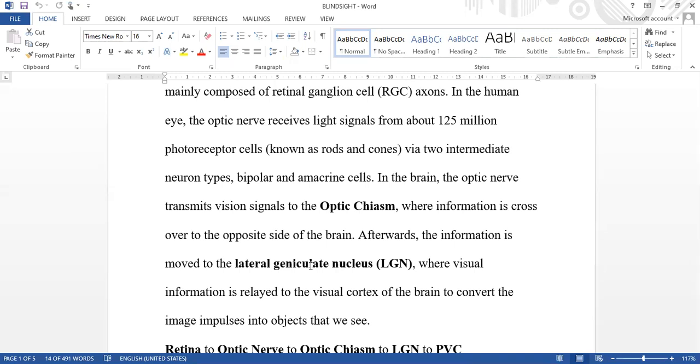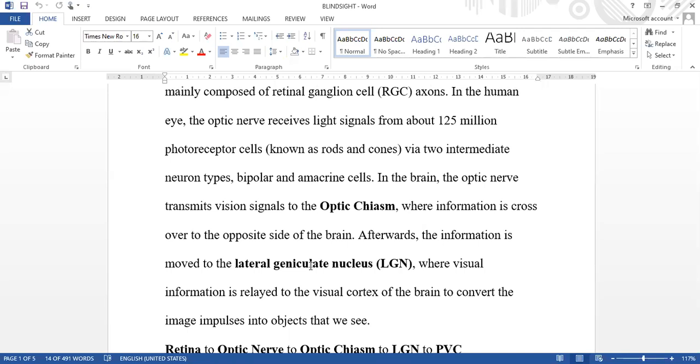But it is responsible for conscious vision. Yeah, responsible for conscious vision. So it means for you to perceive, maybe I don't know the gadget that you are using. So let's say you are using a laptop at the moment. You being able to see that, okay, this is a laptop. These are the processes it goes through.